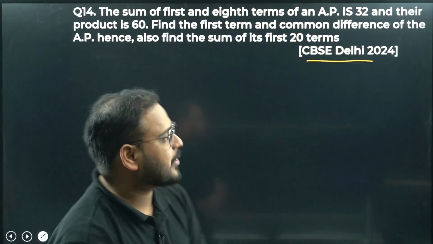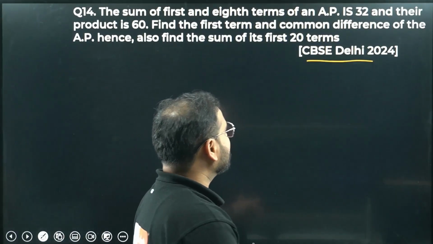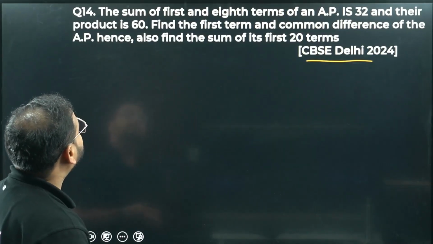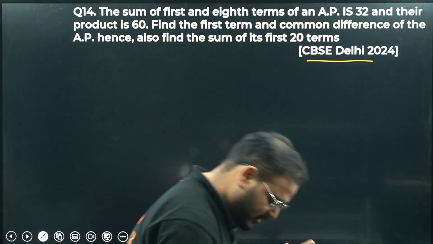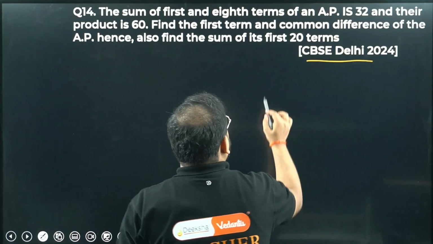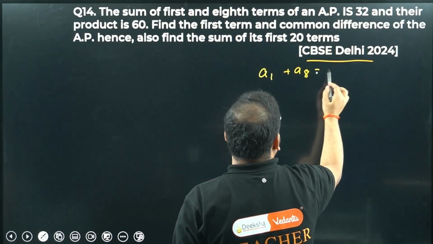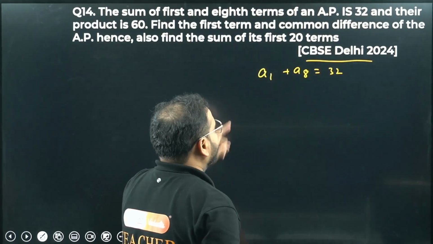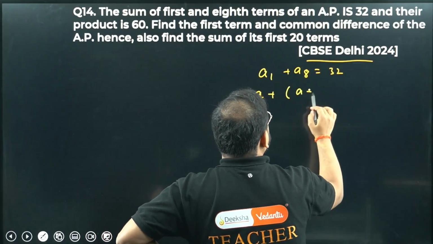Okay, chaliye. Question number 14. The sum of the first and eighth terms of an AP is 32, and their product is 60. Let's write the first and eighth term. So A1 plus A8 is what? 32. How do I write A1? Sir, A1 is A. A8 is what, sir? A plus 7d.